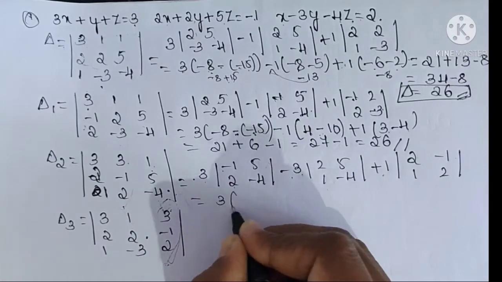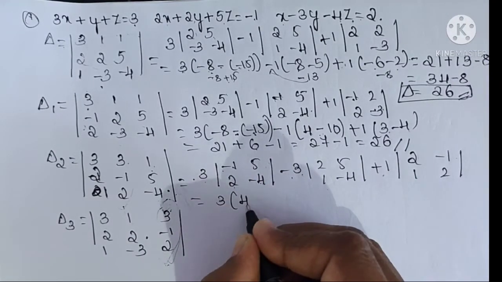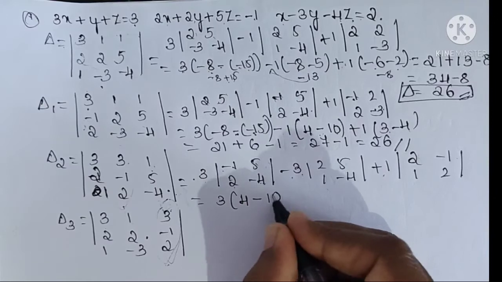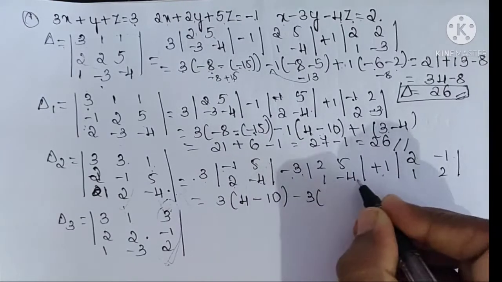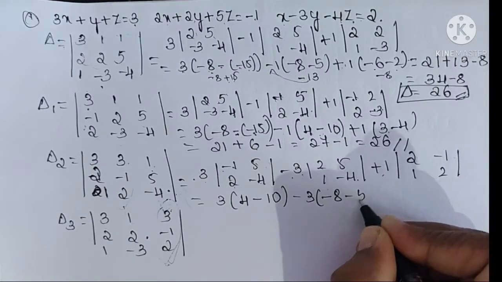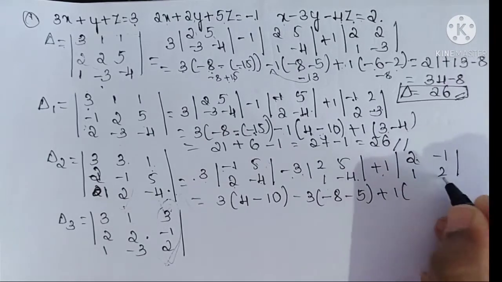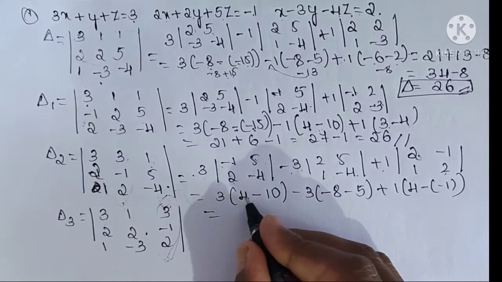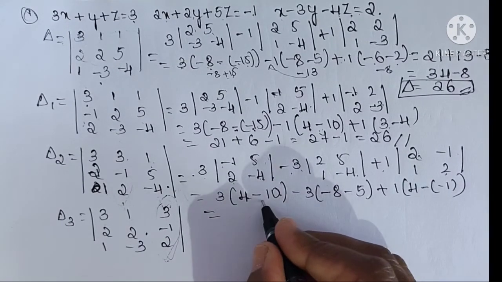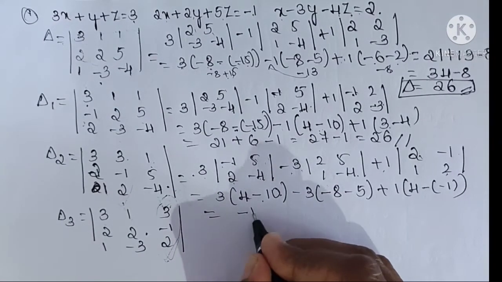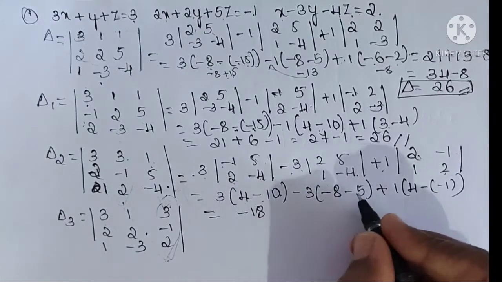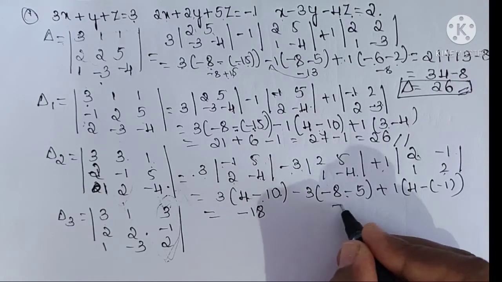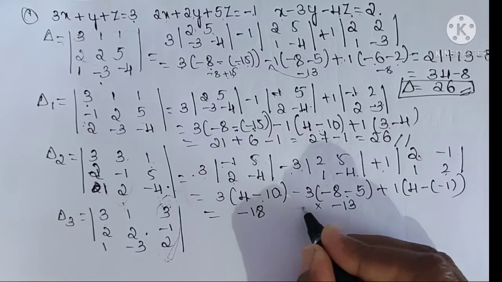Simplification: 3 into minus 1 into minus 4 is plus 4, minus 2 5s are 10, minus 3 into 2 into minus 4 is minus 8, minus 5 plus 1 into 2 2s are 4, minus of minus 1. 4 minus 10 is minus 6. Minus 6 into 3 is minus 18. Minus 5 minus 8 is minus 13. Minus 13 into minus 3.